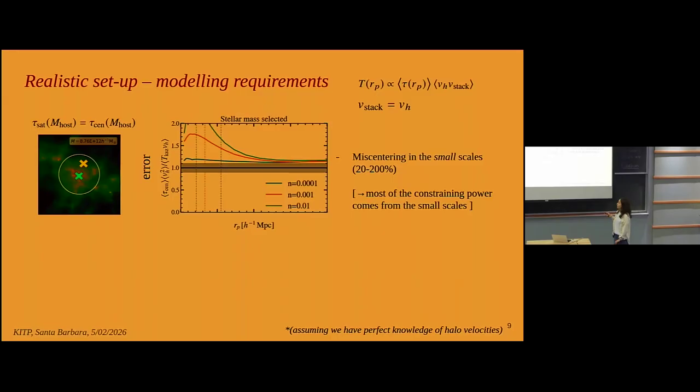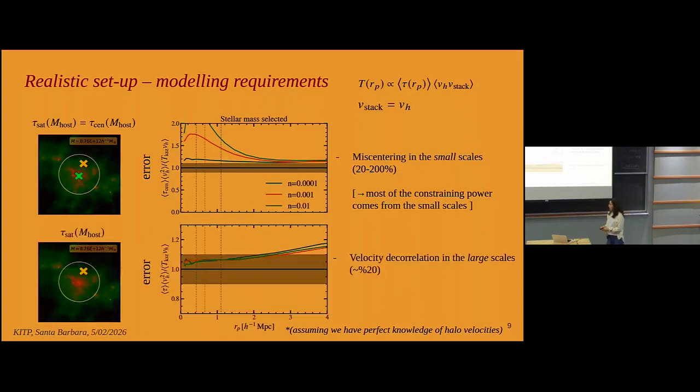So this is very worrisome because, as I was saying before, most of the constraining power is coming from those scales. If you don't model this properly, and there can be many subtleties in how to model this, you may be saying you have stronger or weaker feedback, when in reality you have more or fewer satellites, or they are closer or farther away. So you should really take that into account.